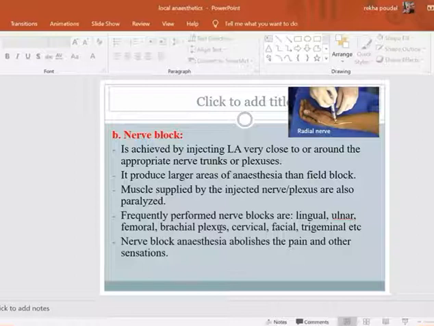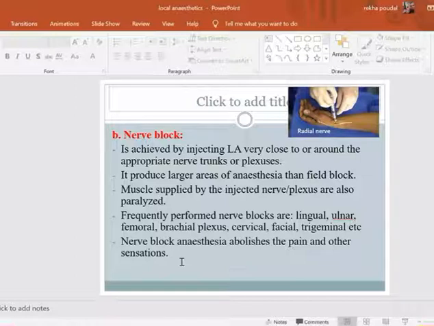The brachial plexus will be blocked, and the patient's shoulder dislocation is reduced and relocated into the original place by doing a nerve block of the brachial plexus. So nerve block anesthesia abolishes the pain and other sensation in that area.